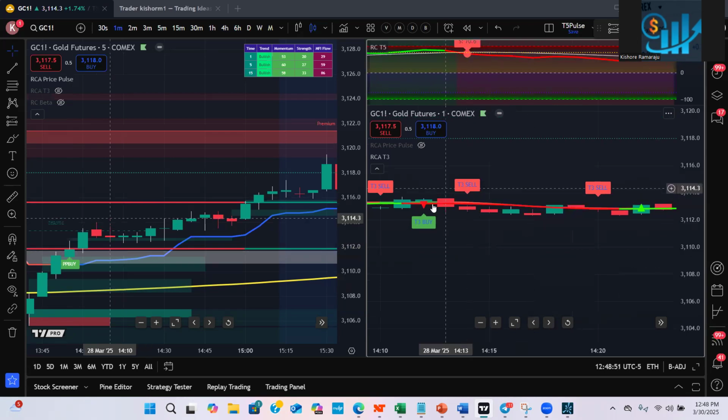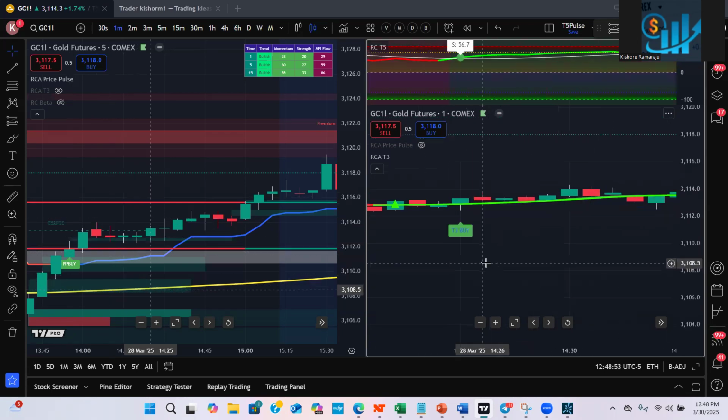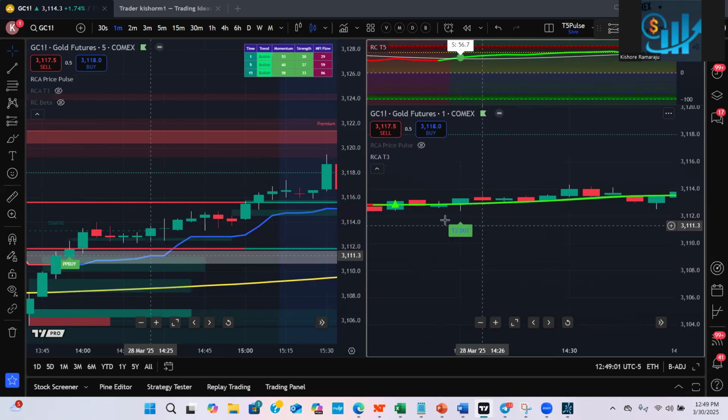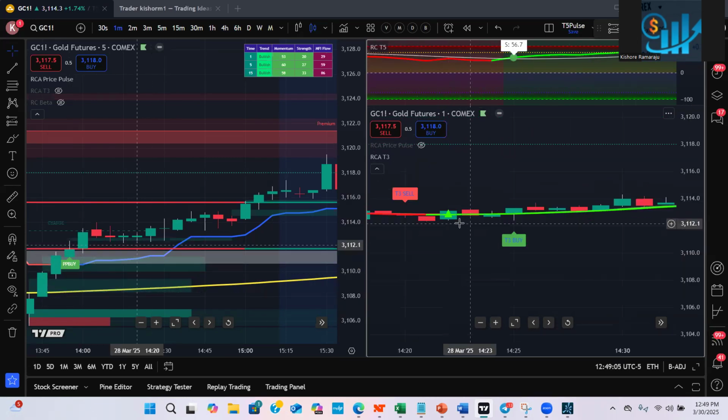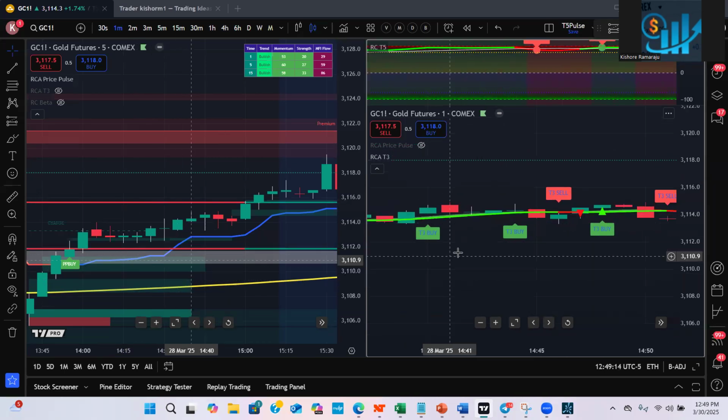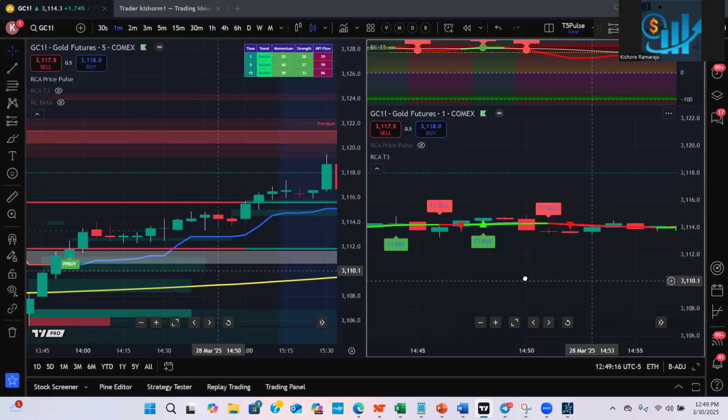When you get a T3 sell, you close it. Again, you got a buy signal. You go long, because here I see that it is still in the buy. As long as 5 minutes is buy, you will only look for the T3 buys, or you will look for the price pulse buys, or you look for price to come touch the T5 and then bounce back. Whenever it comes and then you see a green candle, you go long. You got a T3 buy, again and again.